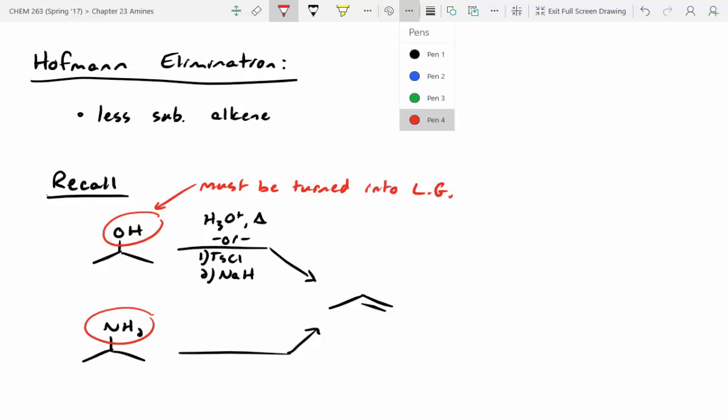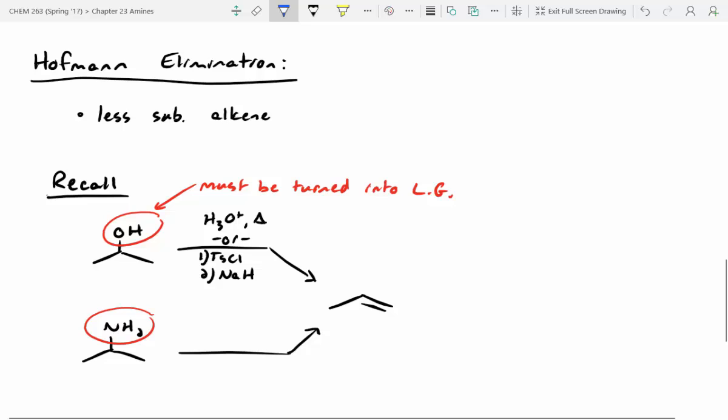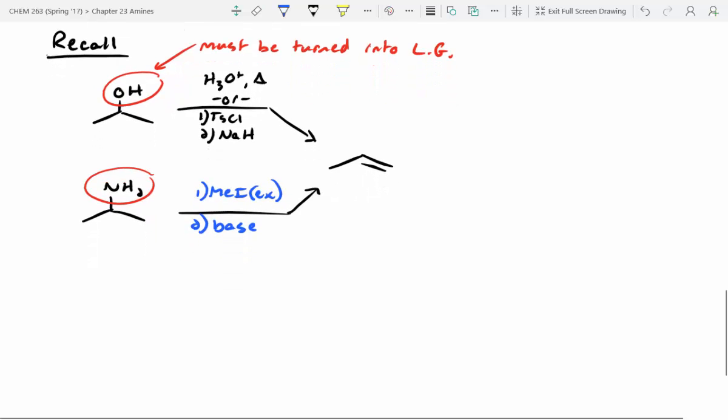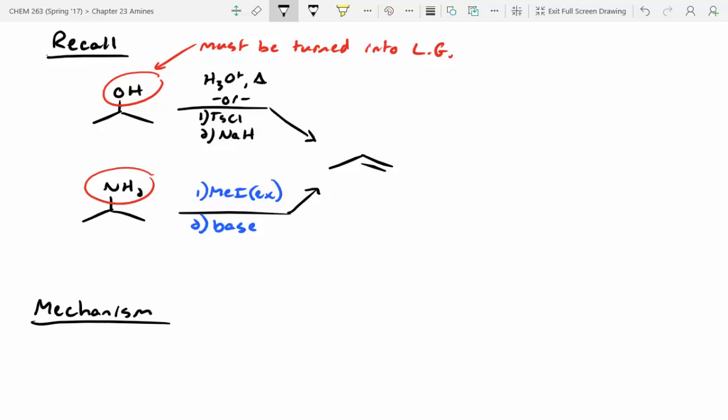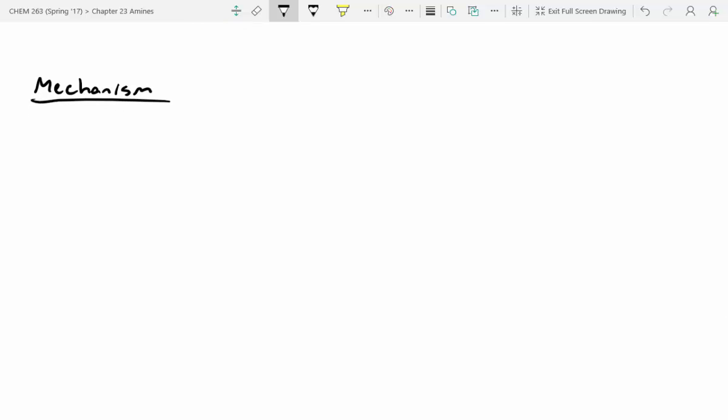So what you can do is treat this with something like methyl iodide in excess, force it to overalkylate, and then treat it with some sort of base and give you your elimination product, right? So that's a clever workaround, actually purposely overalkylating your nitrogen. So I'll show you the full mechanism for this and then the base that's used. Then we'll talk about why it's a Hofmann elimination as opposed to a Zaitsev.